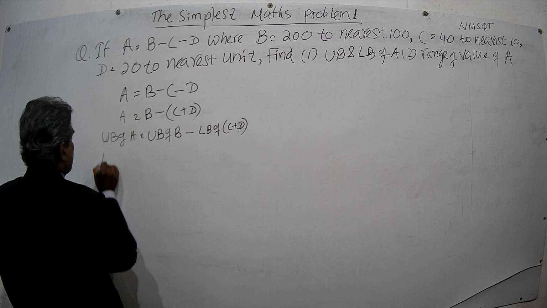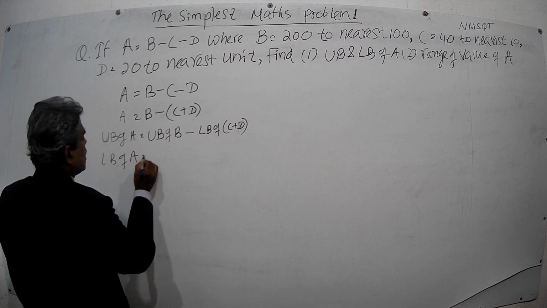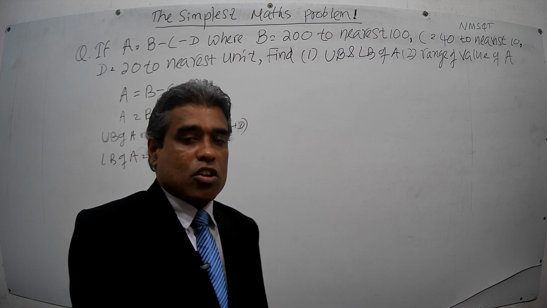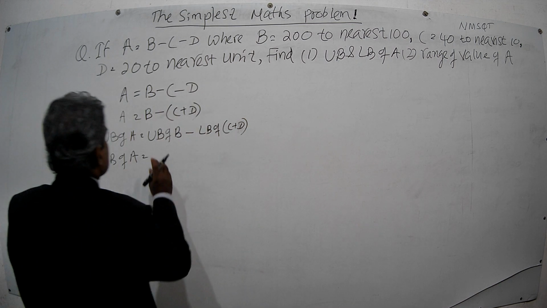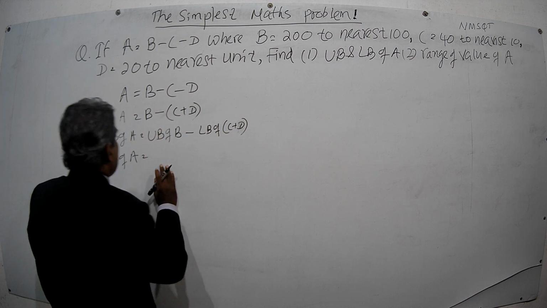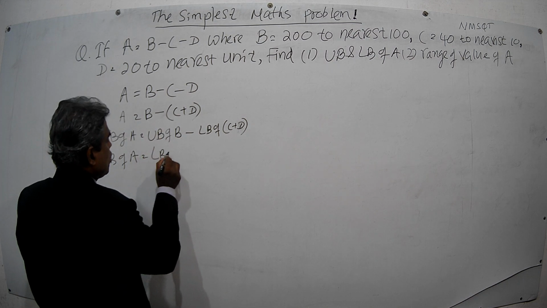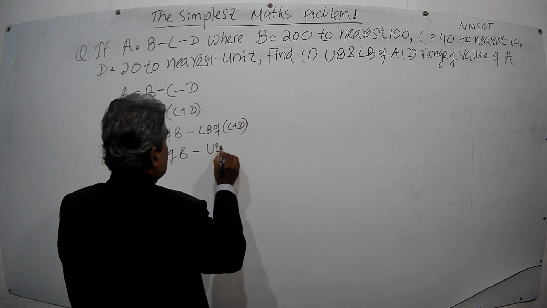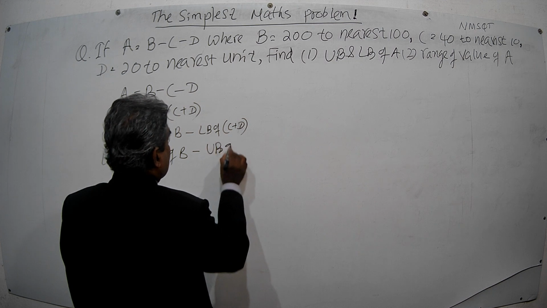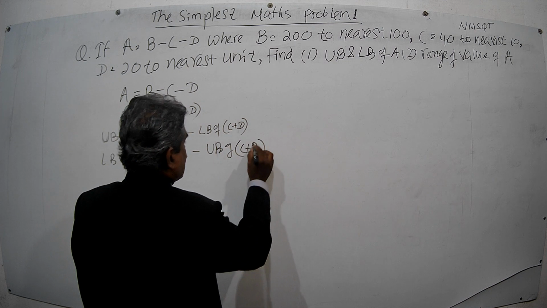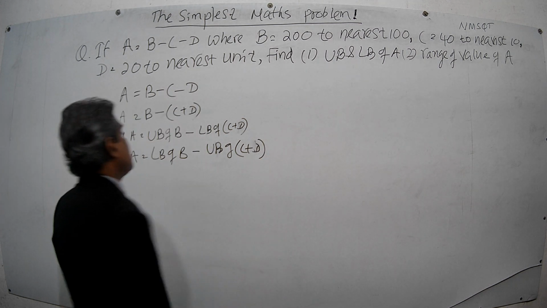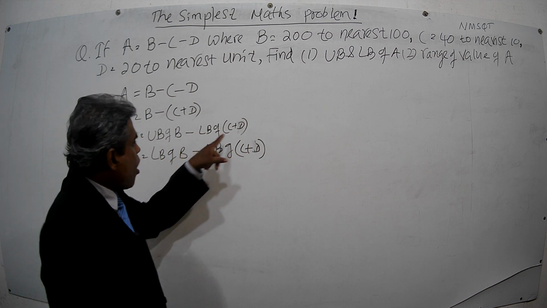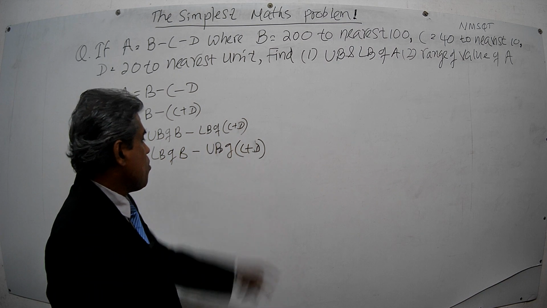Then you find the lower bound. Lower bound of A, the lower bound of the difference, equals lower bound of the large value minus the upper bound of the smaller value. Here the large value is B. Then lower bound of B minus upper bound of C plus D, right? Okay, we found it. Now we want to find the upper bound of B, lower bound of B, and lower bound of C plus D, and upper bound of C plus D, right?